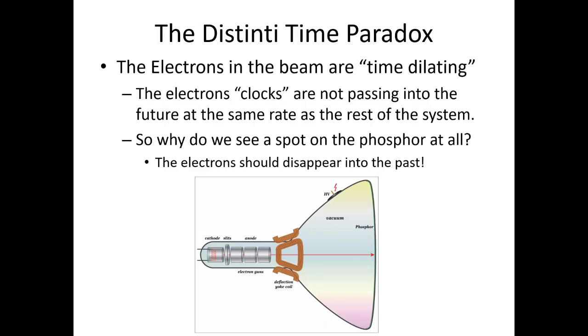So let's go back to the electron tube. So what we say here, using the time dilation explanation, is that this electron beam is traveling at such a high speed that the clocks of the little electrons that make up this beam are slower than the clocks for all the material that makes up the rest of this CRT system. So what they're saying is that these electrons that are making up this beam are not passing into the future at the same rate that the screen is. So the screen is moving into the future faster than the electrons are. And so how is it ever that the electrons are going to catch up to the screen? There should be no image on the screen at all because the electrons are passing into the past and they will never catch up to the future where the screen is. And so there should be no spot on the phosphor.